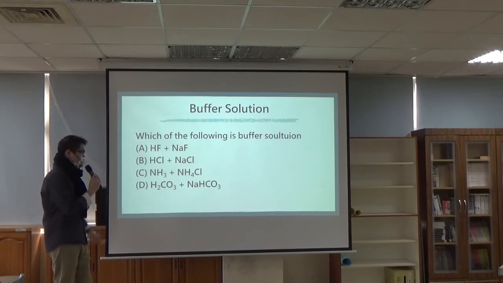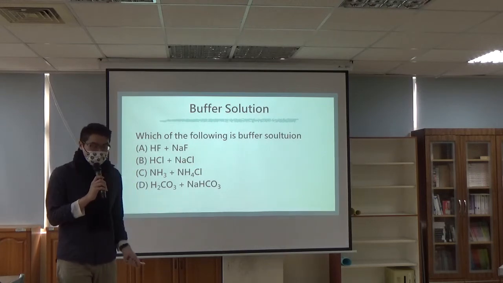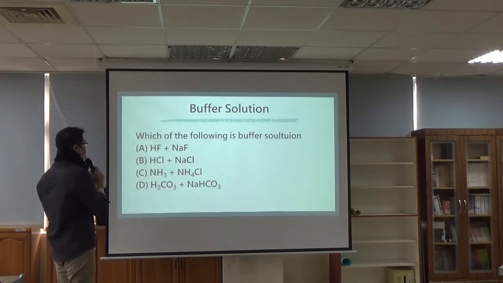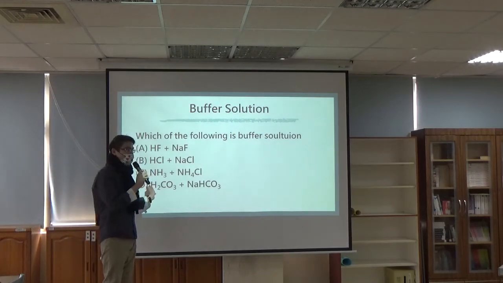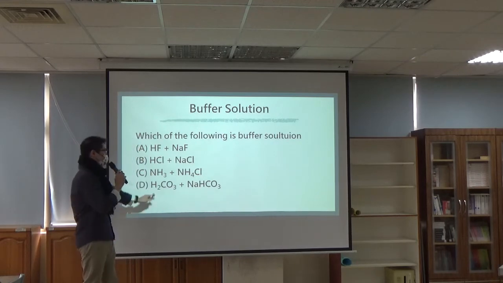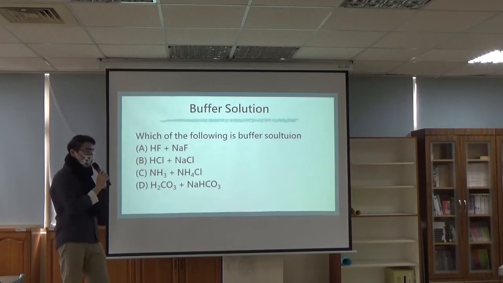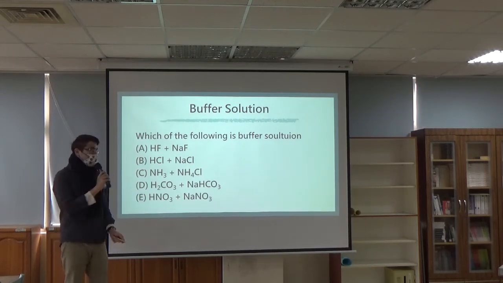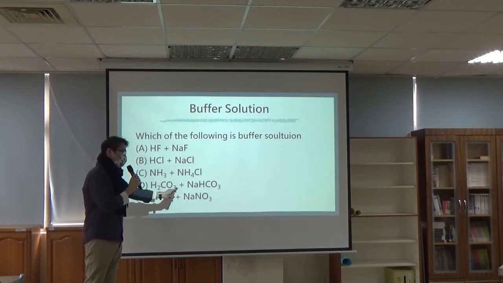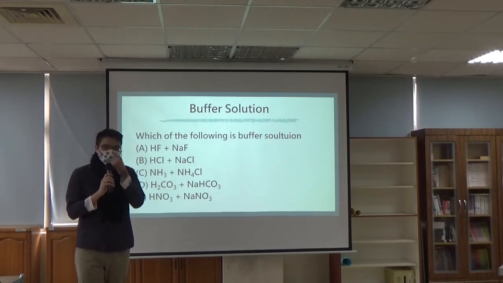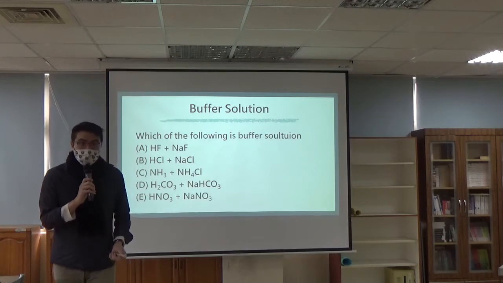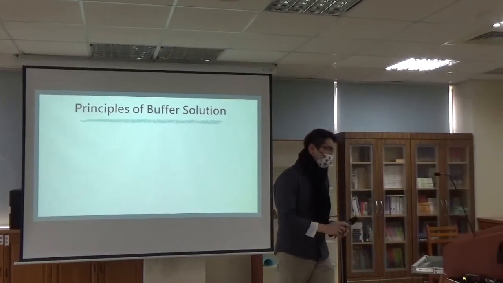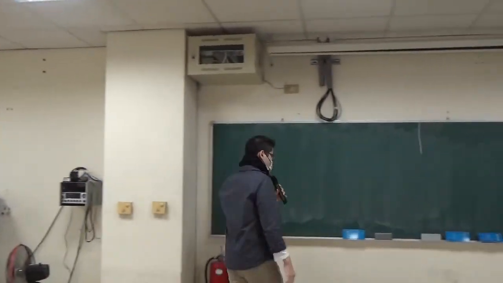And D is the answer to why, when we drink carbonated drinks or Coca-Cola, we won't pass away: because in our blood we have a buffer solution. Our blood's buffer solution is composed of H2CO3 and NaHCO3, a weak acid and its conjugated base. So D is also a buffer. And then E, HNO3 is a strong acid, so is this a buffer? No, a strong acid and its conjugated base cannot compose a buffer. After the exercise, let's look at the blackboard and talk about the principle of buffer solution.